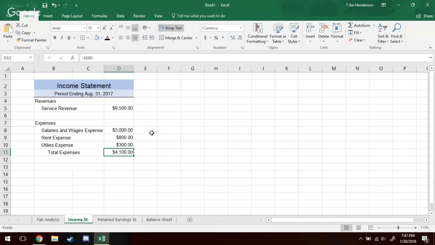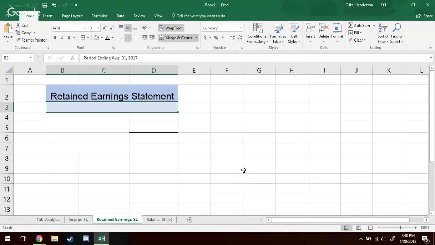Now that we know our service revenue and our total expenses, we can subtract our expenses from our revenues to get our net income, which is $5,400. There we go. Now we've completed our income statement. Let's move on to our retained earnings statement.